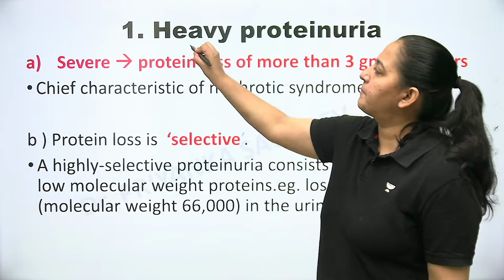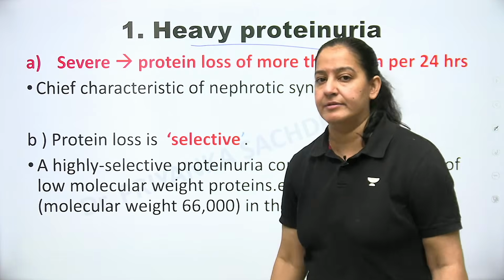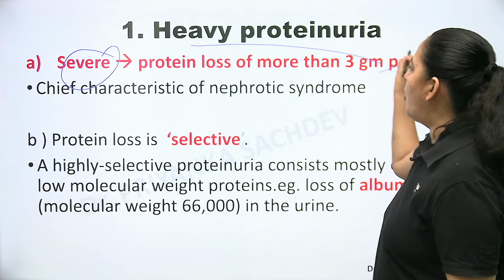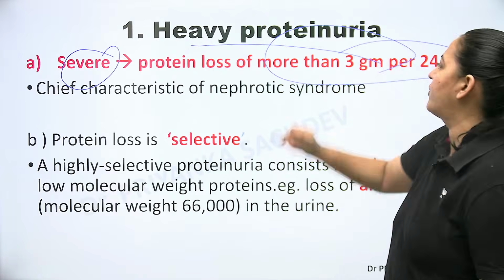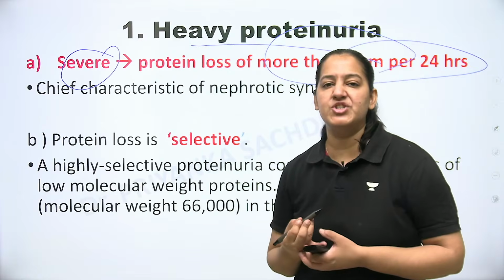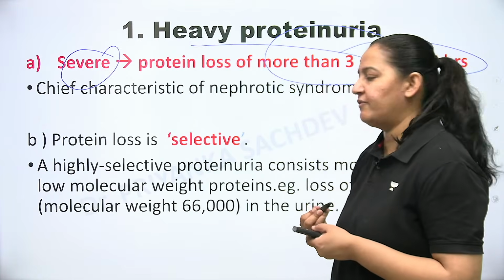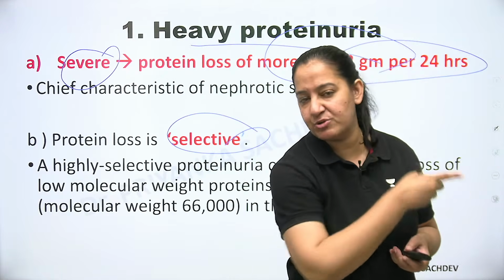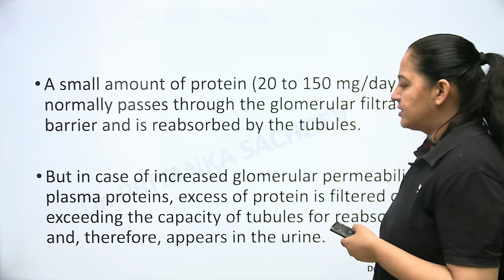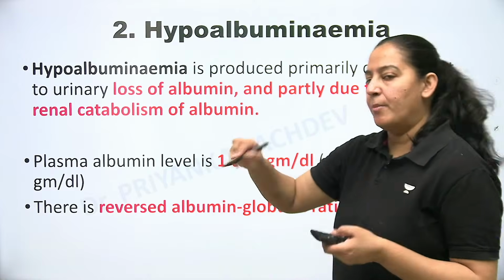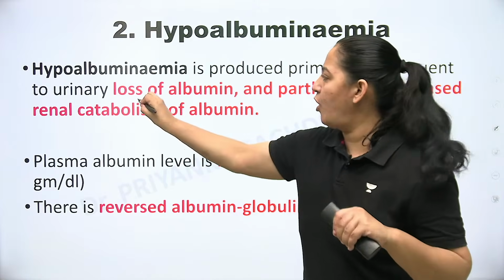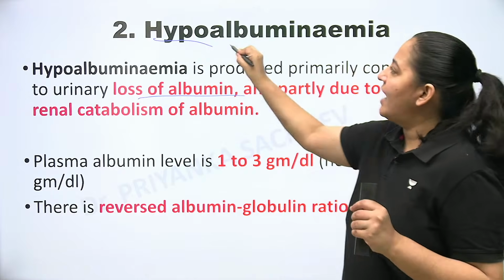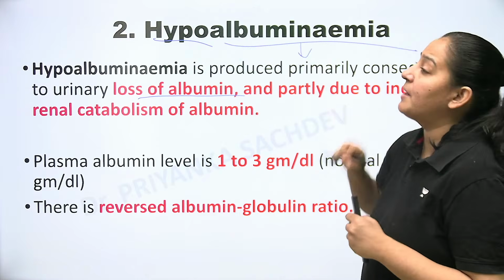As I have told you, the proteinuria is massive here. The proteinuria is severe. The definition of severe or massive is more than 3 gram per 24 hour. The protein excretion is more than 3 gram per 24 hour. And protein loss is selective. That is only albumin is excreted in urine, not others. Right? So that is the thing. That's why most of the albumin is lost in urine. That's why it leads to hypoalbuminemia. Less albumin in the blood.